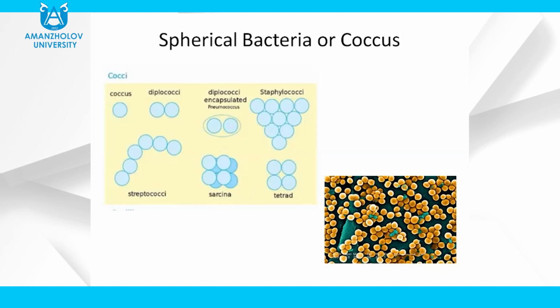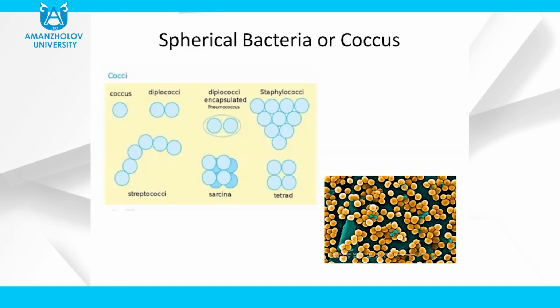Tetrad bacteria. They are formed when the bacterium divides into two planes to form a square of 4 bacteria, called a tetrad. Examples of tetrad-forming bacteria are Aerococcus, a urinary tract pathogen, Pediococcus and Tetragenococcus, both of which ferment foods.